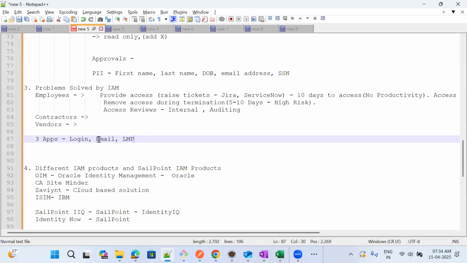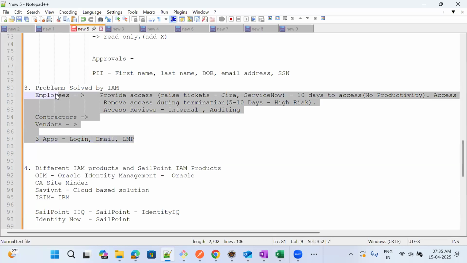Because that is manual, and even when we are providing the access manually, there are a lot of chances for error. Let's say while creating your username, they might misspell your name. Or they might create your login with improper permissions. Such manual issues may happen. So what is the problem here?